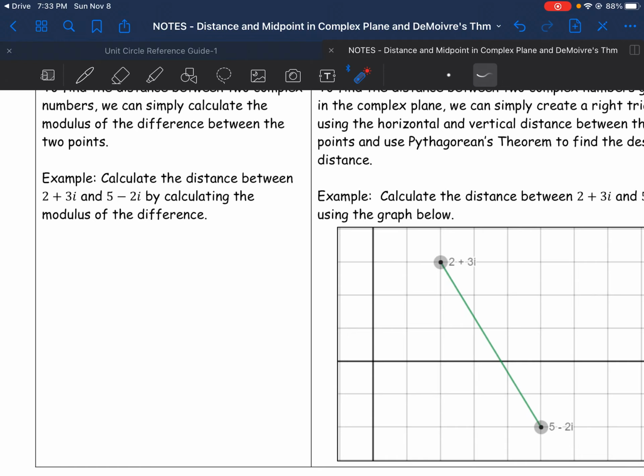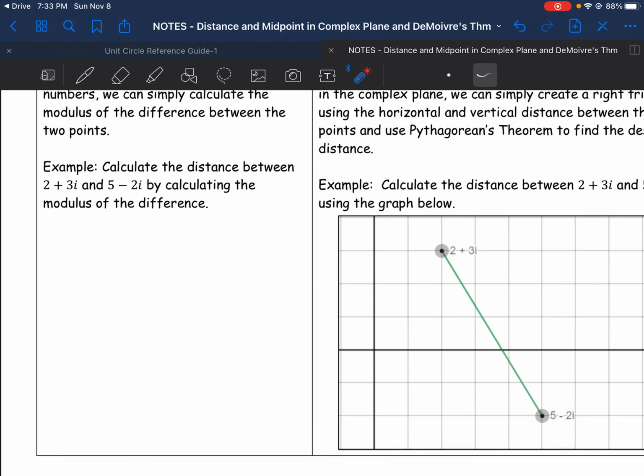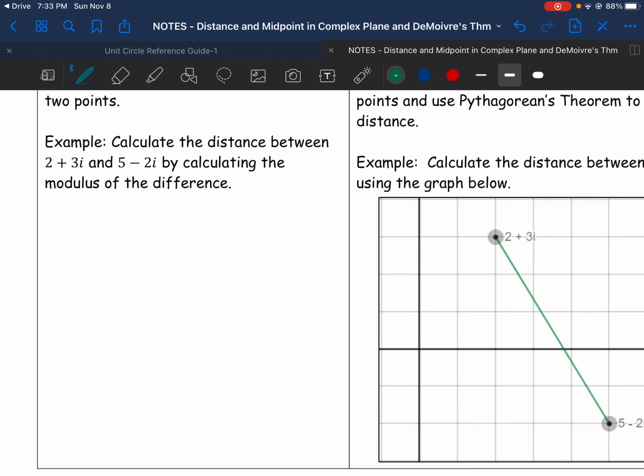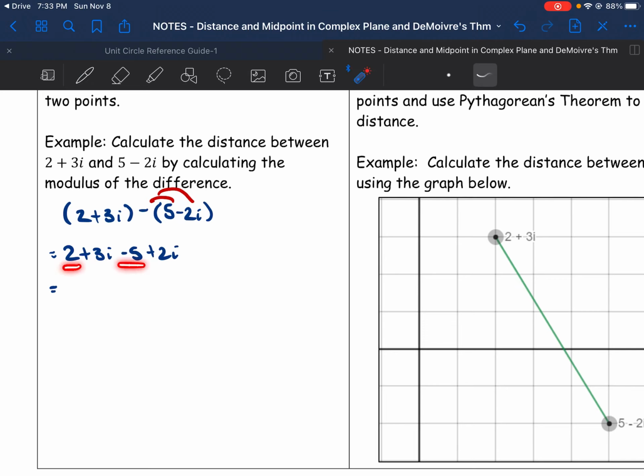Okay, so let's go ahead and find the difference between these two complex points. So let's start by doing 2 plus 3i minus 5 minus 2i. Well, we know that we can distribute this negative. Doing that, we would get 2 plus 3i minus 5 plus 2i. Again, this is as a result of distributing our minus sign here. Combining like terms, let's combine the real parts. 2 and negative 5 would give us negative 3. Combining the imaginary parts, 3i and 2i would give us 5i.